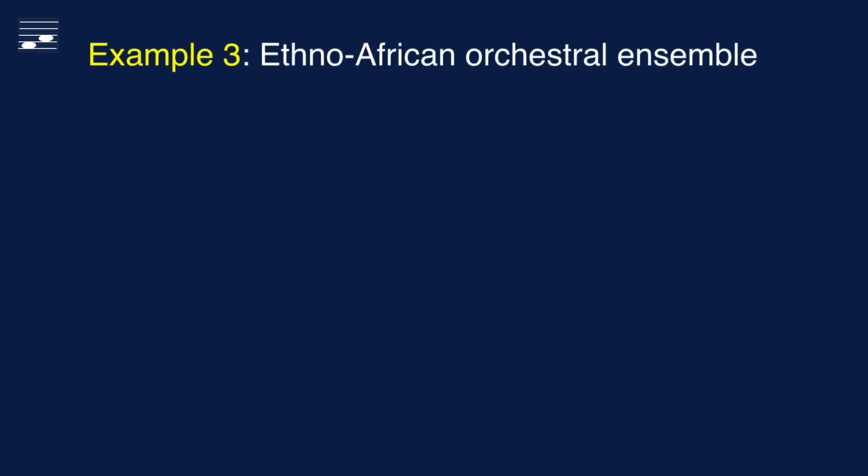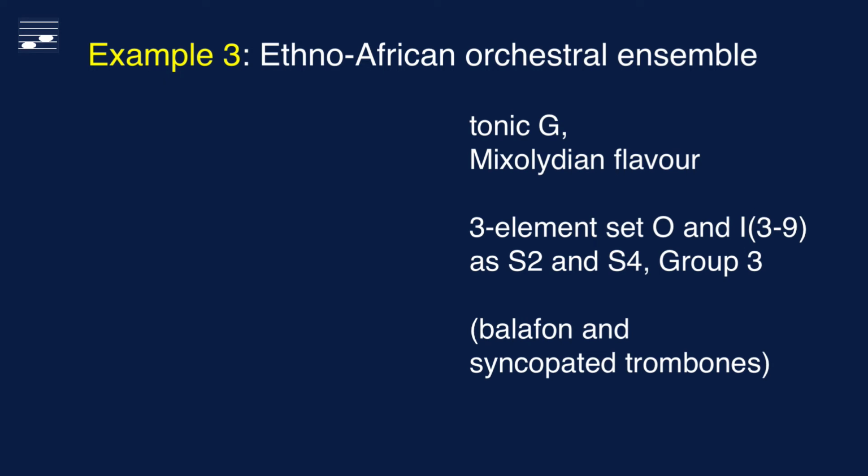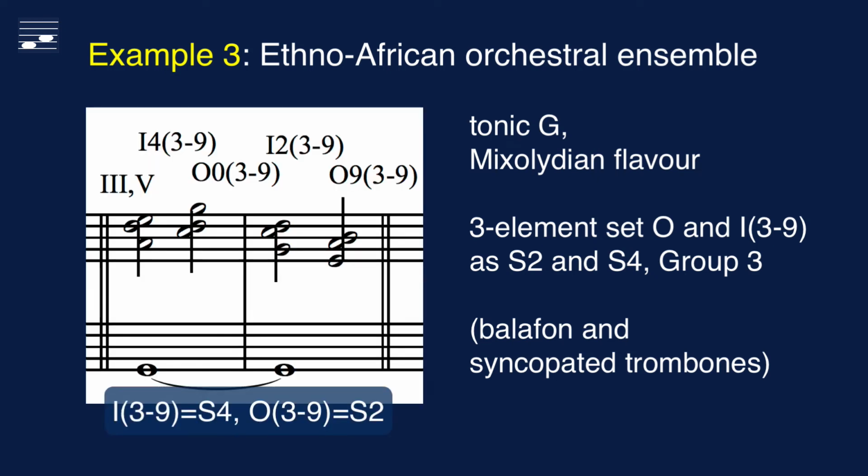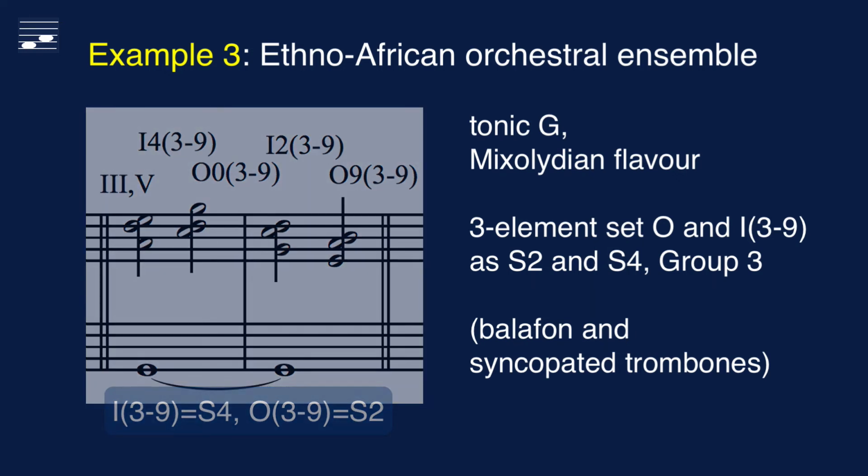The final example is a PC set diatonic symmetric setting in disguise. This yields an ethnic and world music texture with traditional African and modern instruments. The tonic is G, with diatonic scale G-Mixolydian as confirmed by the opening 3-part set 3-9, voiced as S2 and S4, group 3 level, for balafon, which is imitated by syncopated trombones.